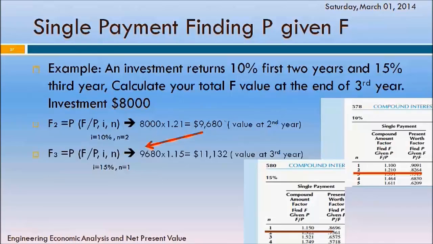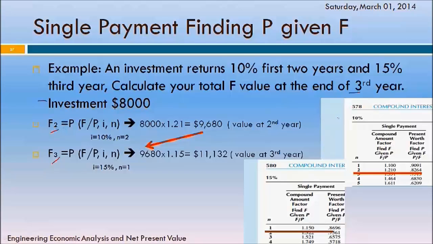Okay, this is a little bit a different way of calculation because it's an example which got two different values of interest rate. An investment returns 10% at the first 2 years and 15% at the third year. Calculate the total F value at the end of the third year of the investment. The investment is $8,000. So since it's a single payment with different interest rate, now you have to split it up. You have to find F at the second year and F at the third year.